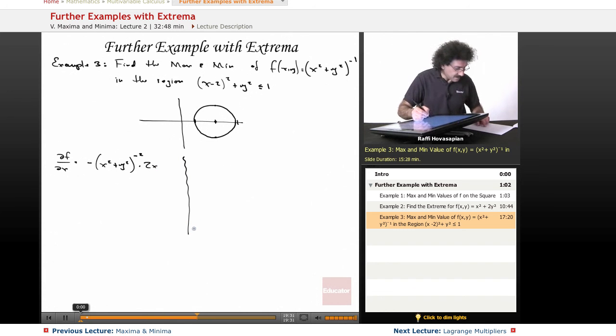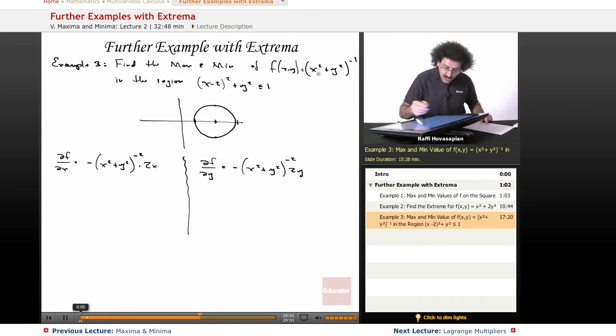Okay, and df dy is equal to minus x squared plus y squared to the minus 2 power times 2y. So again, we're just taking the derivative of this function. This is a composite function, so we take negative 1 times this, minus 2 power, sorry about that, and then of course we take the derivative of what's inside. Since we're differentiating with respect to y, it's just 2y here. The first one we differentiated with respect to x.